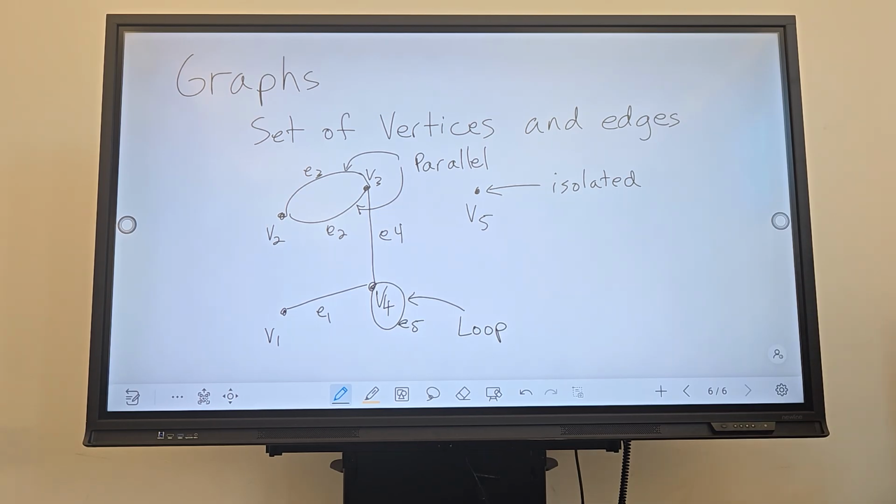Okay, I'm going to go ahead and read this definition. A graph consists of two finite sets: a non-empty set V of vertices and a set E of edges, where each edge is associated with a set consisting of either one or two vertices called its endpoints.